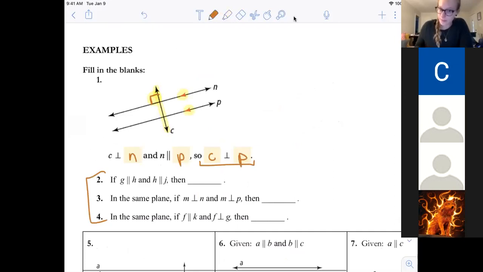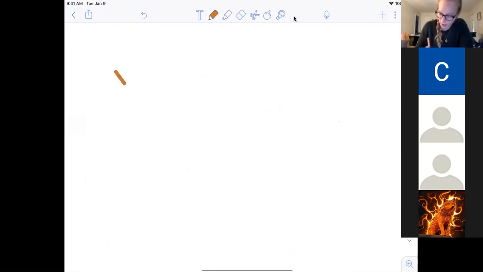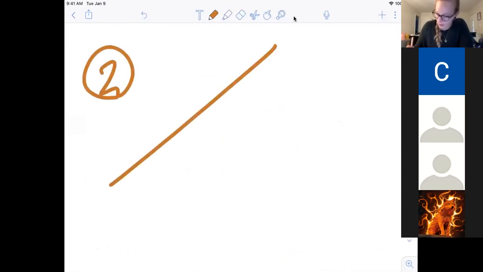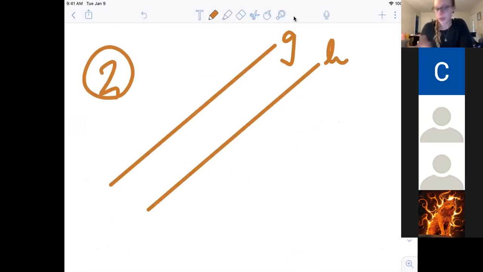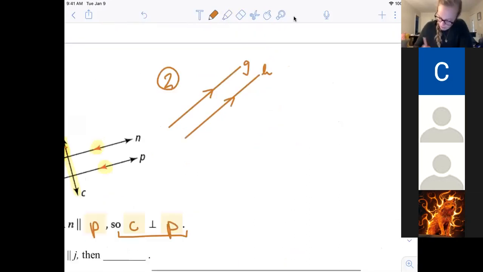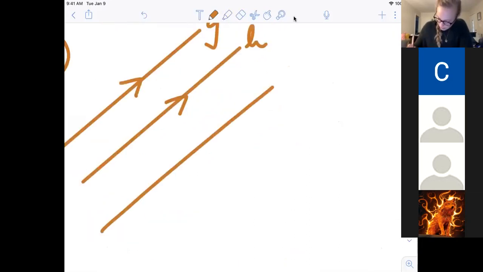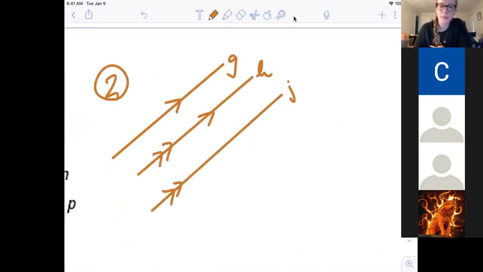So if G is parallel to H and H is parallel to J, then what? Let's draw that. I'm just making this up. Just drew a line. G is parallel to H. I'm going to put little arrows on them to show that they're parallel. And then it says H is parallel to J. So G and H are parallel, H and J are parallel. So I can assume what else? G and J are parallel.